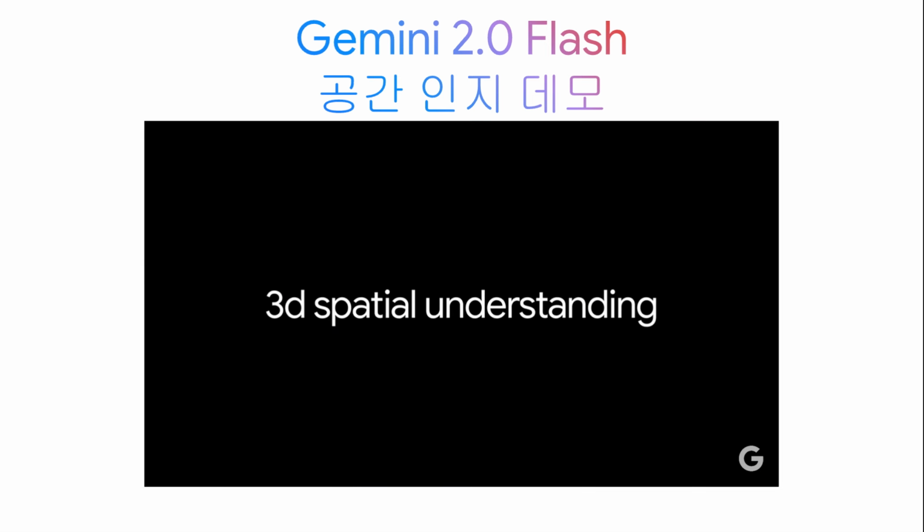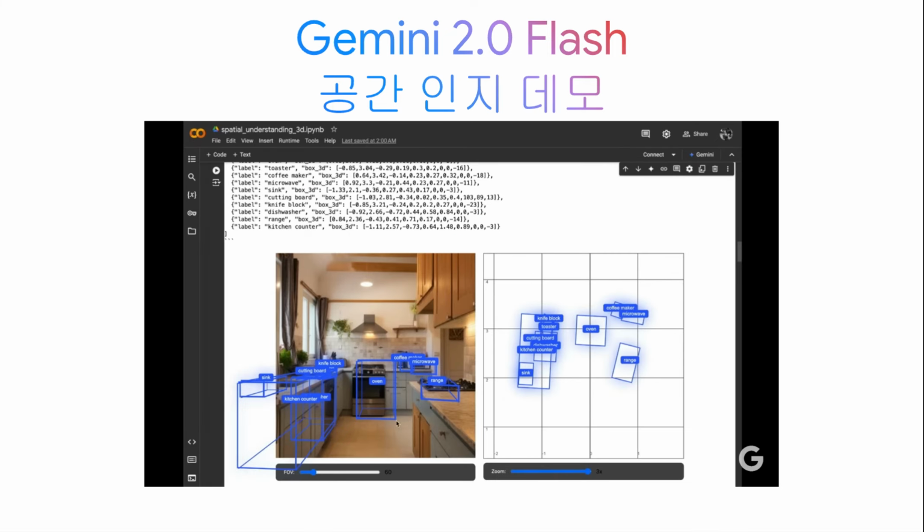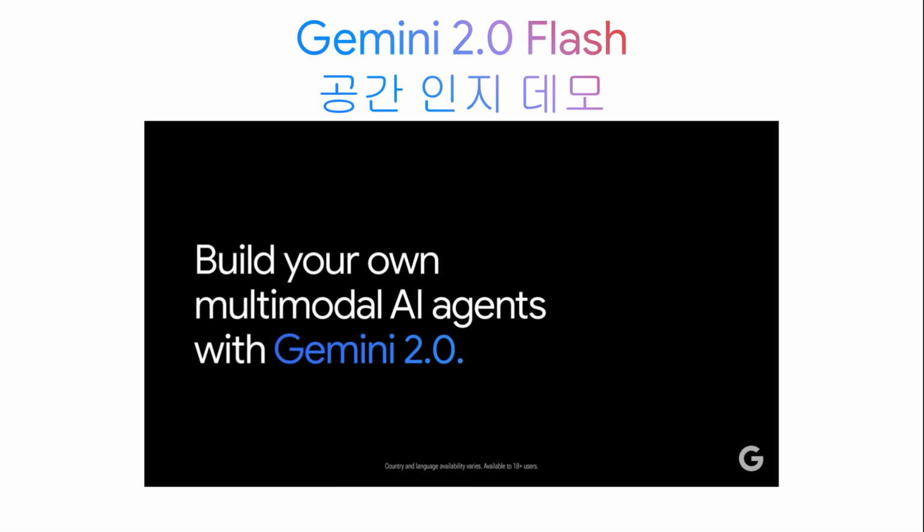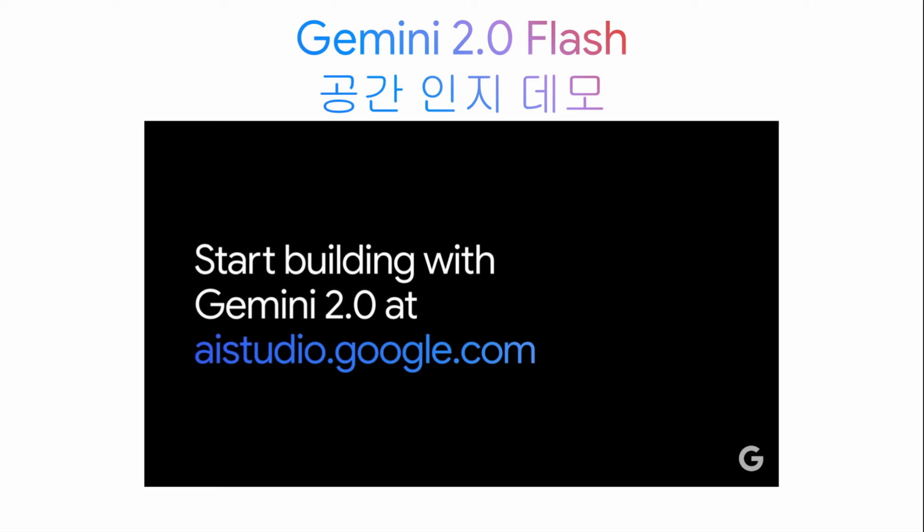And with Gemini 2.0, we're introducing 3D spatial understanding. This is a preliminary capability still in early stages, so it won't be as accurate as 2D positions. But we're sharing it so that developers can try it and give us feedback. Here's a Colab notebook that lets you prompt the model to give you 3D positions within photos. Then we visualize those positions in a top-down view, essentially turning the photo into an interactive floor plan. These are just a few examples of how you can build your own multimodal AI agents with Gemini 2.0. Start building with Gemini 2.0 at aistudio.google.com.